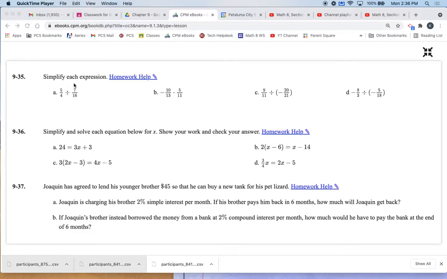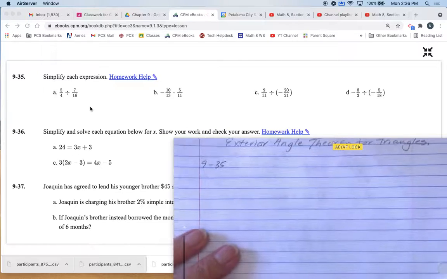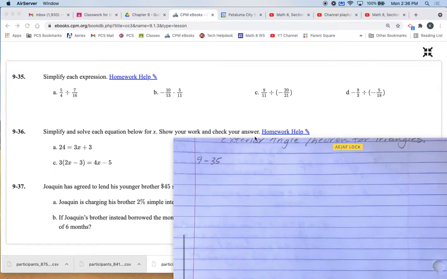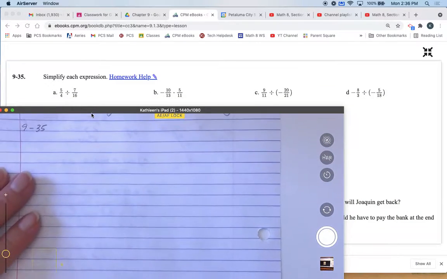9-35, simplify each expression. So these are working with fractions, and it looks like we're dividing fractions, multiplying fractions, some more division. Okay, we'll start out with this one. And let's see. So let me write down the original problem. Move this over a little so it's closer to where the actual problem is.